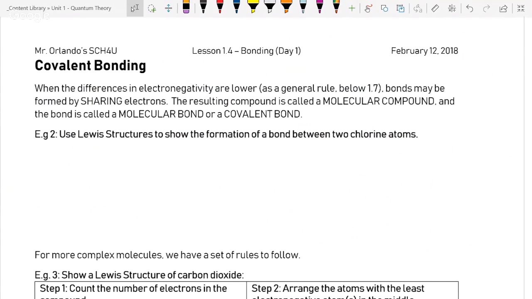So when differences in electronegativity are lower, we get some kinds of covalent bonding. And covalent bonding happens when atoms do what? Yes, when they share, specifically when they share electrons. Good. So instead of giving and taking electrons, they share them.